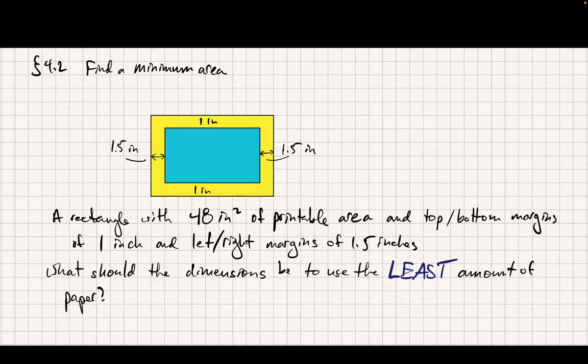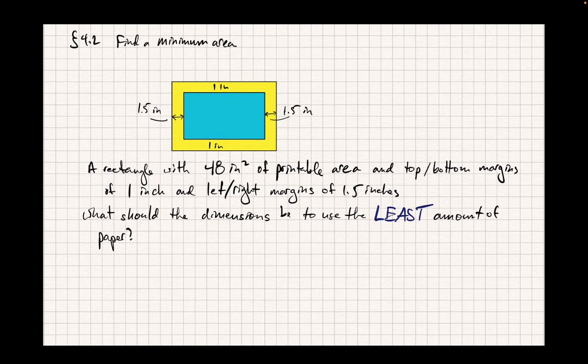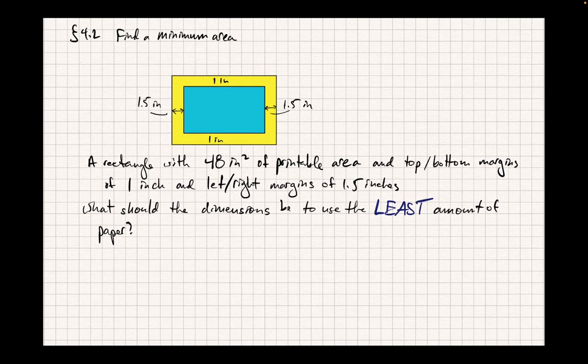Okay, so I'm going to set up a formula for the area of the rectangle with these margins. So the margins are fixed. I need 1 inch of top and bottom margin, and I need 1.5 inches left and right, and I need 48 square inches of printable area. That's the blue area. But I can make the rectangle more square. I could make it wider. I can make it narrower. I can play with these dimensions.